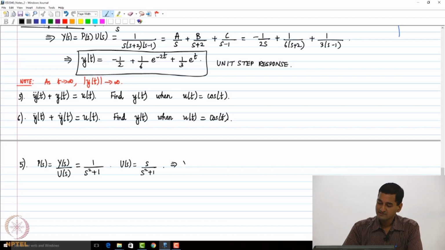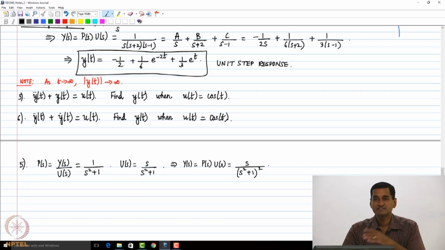So this implies that y of s, which is equal to P of s times U of s, is going to be equal to s divided by s squared plus 1 the whole square. Now, how do we get the inverse Laplace transform? We use a property of Laplace transform. And as he said, you could use the complex differentiation theorem. That's essentially going to make our life very simple.